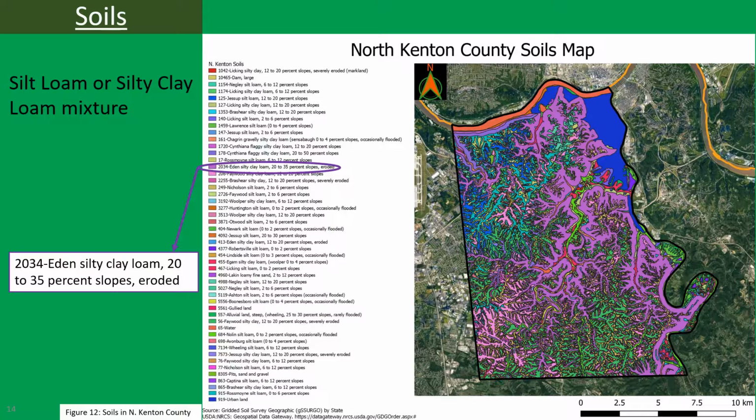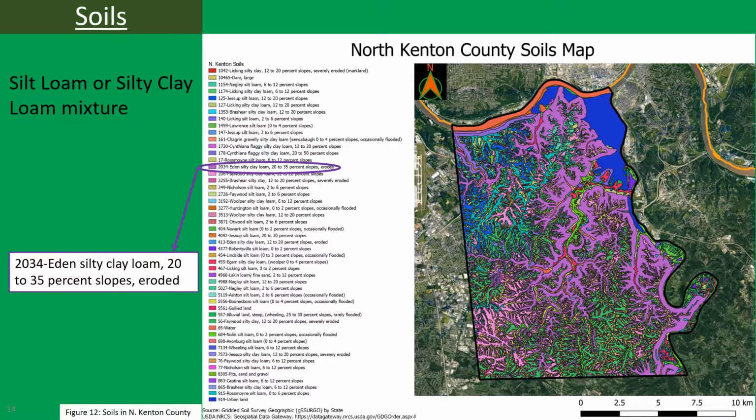I know this map is a bit overwhelming, but in summary of the soil types found in Northern Kenton County, just about all contain either a silt loam or a silty clay loam mixture. If you remember from previous slides, these two types of media hold more water, making this media susceptible to sliding down sloped areas, especially shale sloped areas.